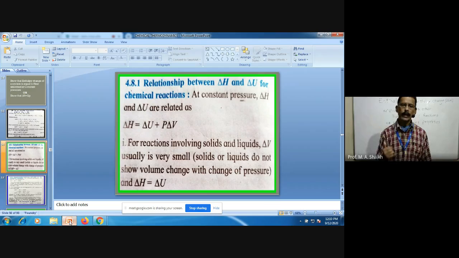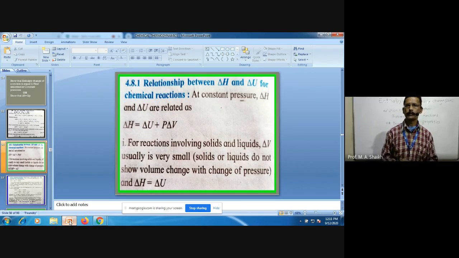Just now we have seen that at constant pressure, the relation between delta H and delta U is delta H is equal to delta U plus P delta V. If the value of delta V is 0, what will happen? P delta V will become 0. And when P delta V is equal to 0, what we will get? Delta H is equal to delta U.